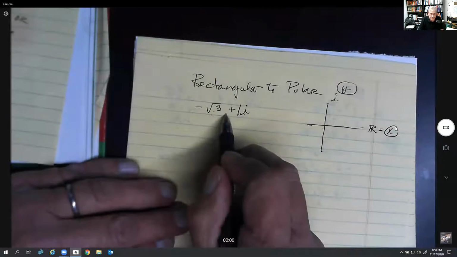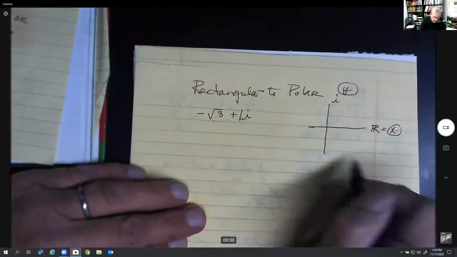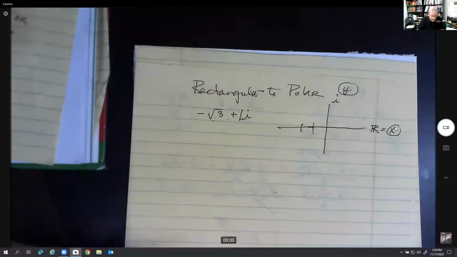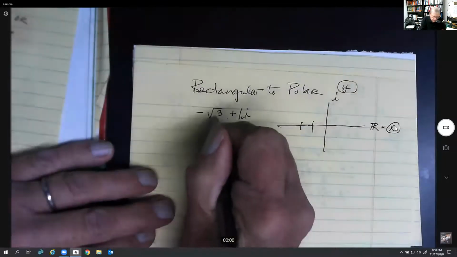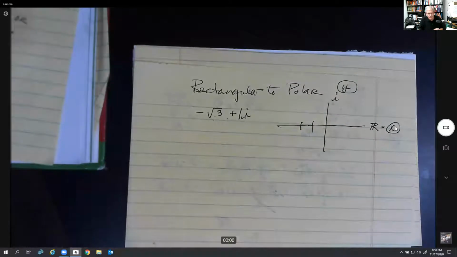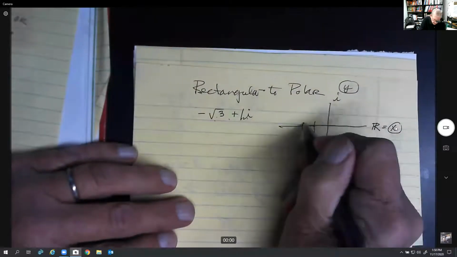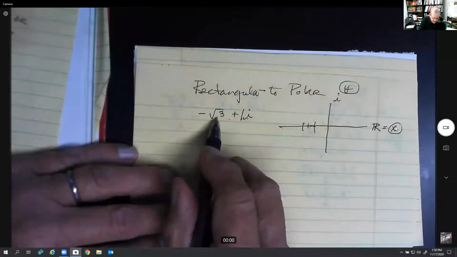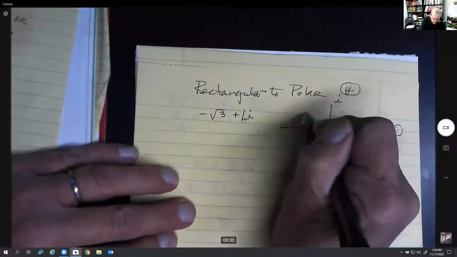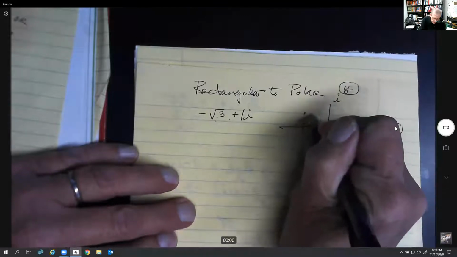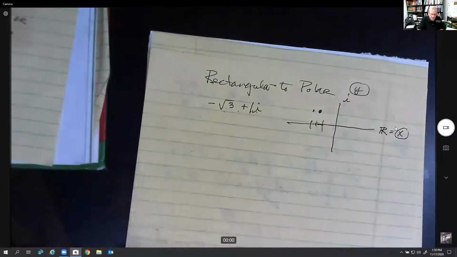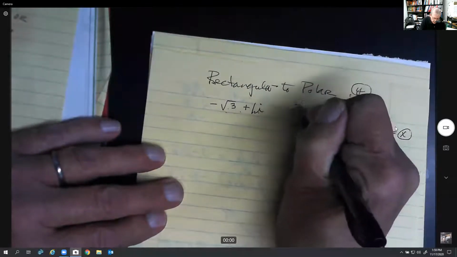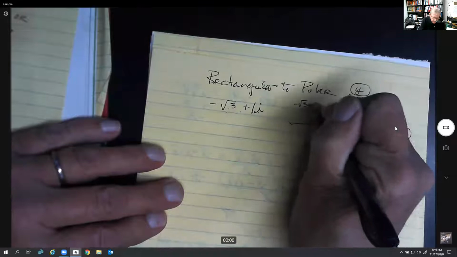Okay, so x is negative radical 3. How do you show negative radical 3? Well, we've got to go in the negative direction. If you look up radical 3 on your calculator, it's about 1.732, so it's going to be a little less than 2. It's going to be somewhere around in here. And then we're going to go up 1 unit, so it's going to end up right about there. Okay, this would be negative radical 3 plus 1i.